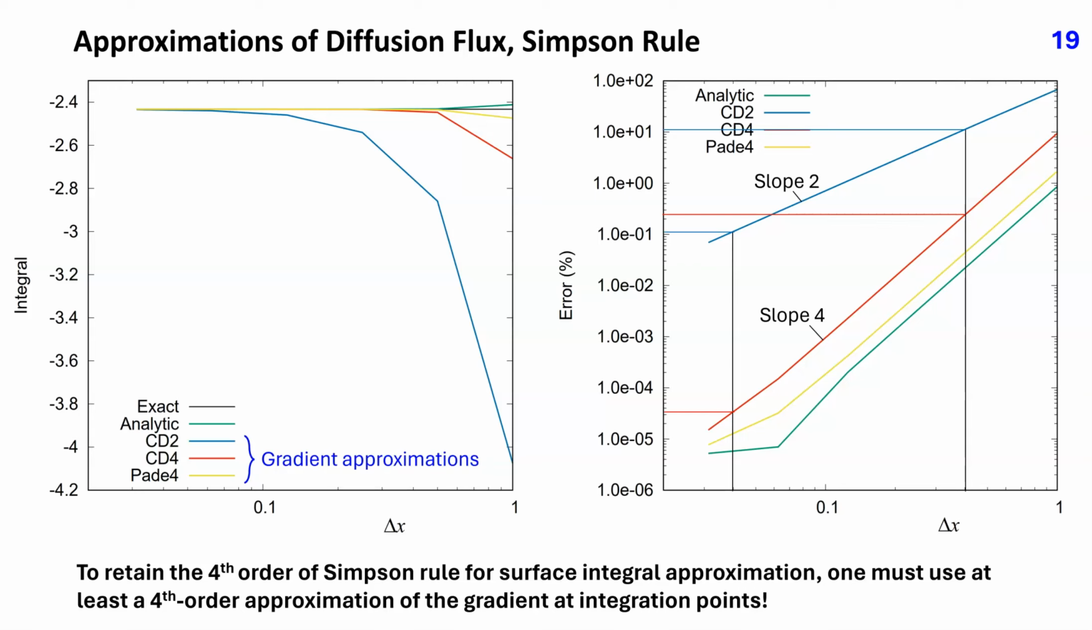Approximation of the derivative at integration points with 4th order schemes, CD4 or Padé, leads to 4th order convergence of diffusion flux approximation, as the red and golden lines show. The compact scheme is more accurate, and the lowest errors are obtained when exact variable values at integration points are used. With the finest resolution used, the errors from 4th order approximations are approximately 4 orders of magnitude smaller than when gradients are approximated using second order central differences.